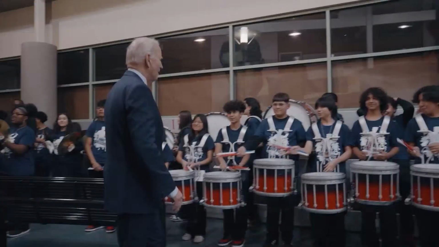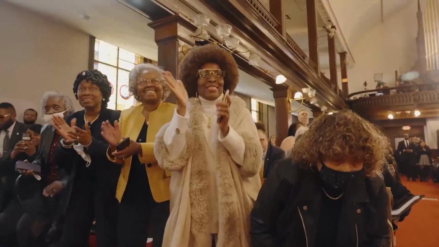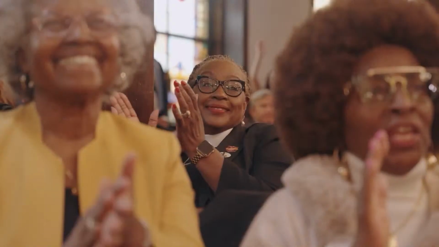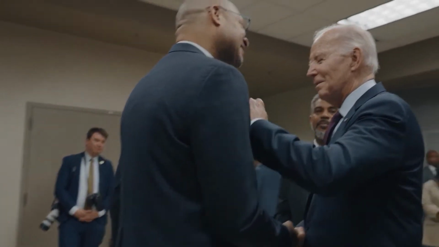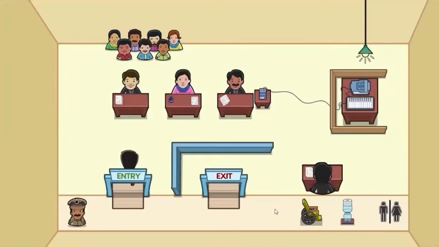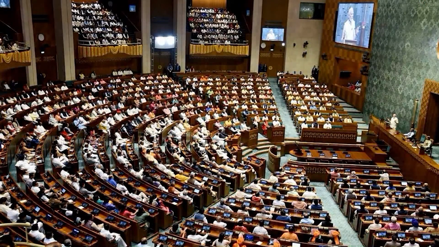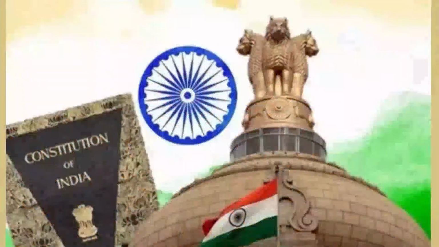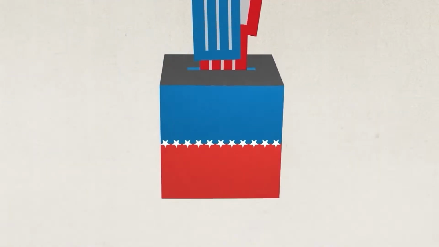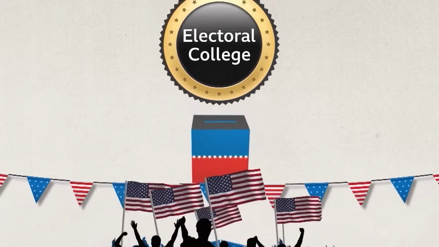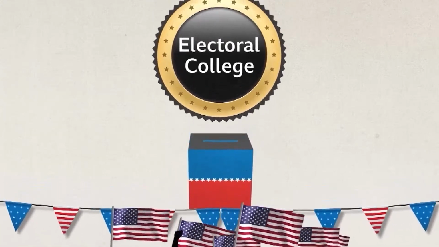Conversely, in the United States, a presidential system reigns. The President not only serves as the head of state, but also as the head of government, elected separately from the legislative branch. While India sees citizens electing representatives to the Lok Sabha, whose majority party forms the government, the US employs an electoral college system to elect the president with a focus on states' votes.